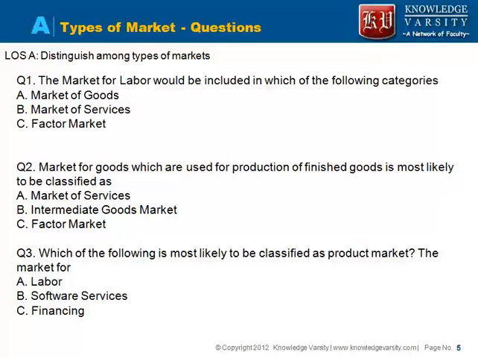So let us see some of the types of questions that they can ask you in the examination. They are asking you to distinguish among the types of markets. They are saying that if there is a market for labor, which category of market would it be? Please note that we have said that land, labor, and capital are your factors of production. So these will be classified as a factor market. So the market for labor will be classified as the factor market. Likewise, you just go through question number 2 and question number 3. Please note that this will come from the discussion that we have done till now.